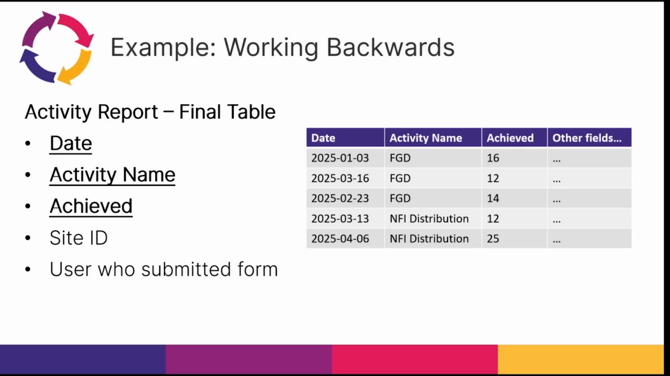For indicator reporting, I obviously need to know the date of the activity because my donors have specific eligibility dates. I need to be able to tell my boss what happened in January versus March, or between January 15th and March 15th. So date for sure needs to be there. I need to know the activity name. And I also need to know achieved. I need to know how many were done. Whether it's an NFI distribution that targets the number of households, or an FGD where we're counting the number of participants, I just need to know how many were done.